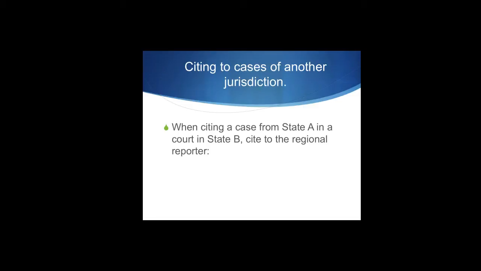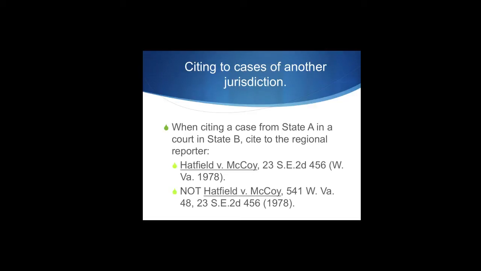When you're citing to cases of another jurisdiction, you're going to revert back to our old formats of using that national reporter system. So when citing a case from State A in a court in State B, you're going to cite to the regional reporter. Revisiting our Hatfield and McCoy example, imagine you're now going to cite that West Virginia case in a court in Virginia. Your cite would now look like Hatfield v. McCoy, 23 S.E.2d 456, with W. Va. 1978 in your parenthetical. You would not use the official reporter.